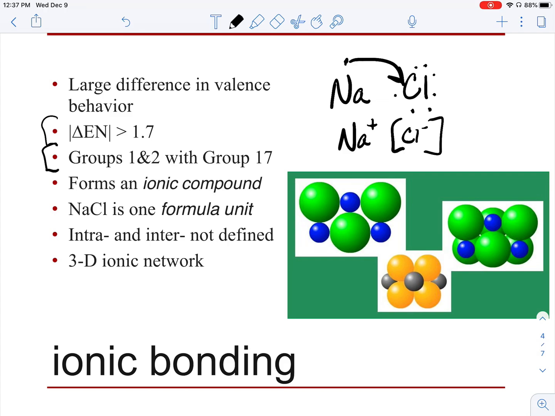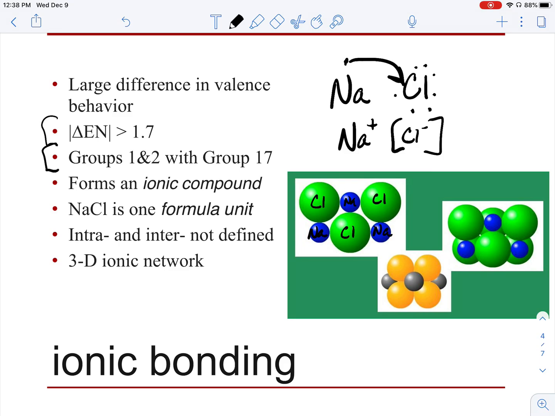So if we visualize the green here as your chlorines and these as your sodiums, you really can't directly identify which sodium goes with which chlorine. There's this network, this framework of alternating sodium and chlorine ions that produces the material. And if we get a chance, we'll look at table salt under a microscope.